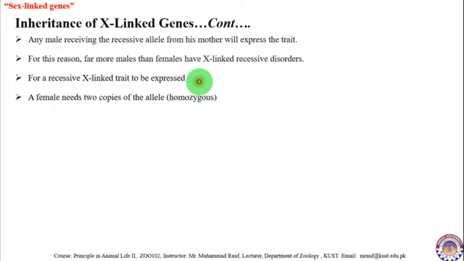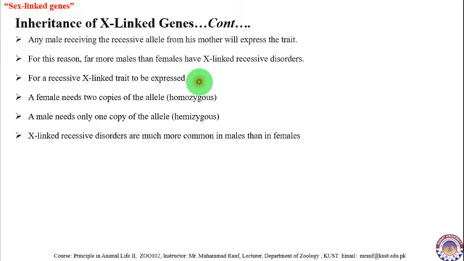This is also a good statement. For a recessive X-linked trait to be expressed in females, both the copies should be defective. But in a male, only one copy is present, so if it is defective, the male will show the symptoms of the condition. So X-linked disorders are much more common in males than in females.